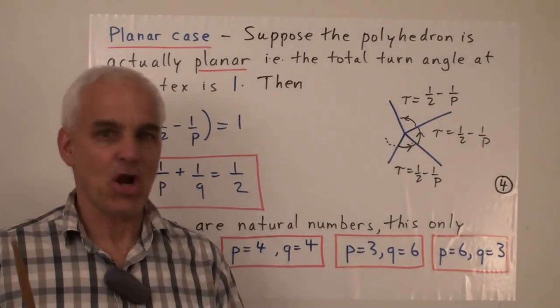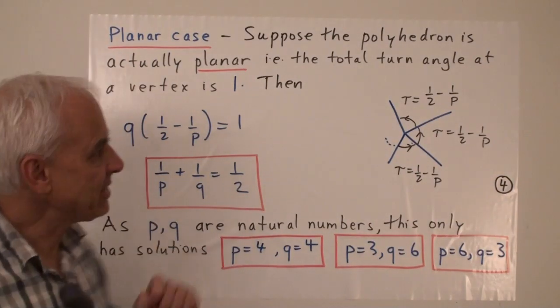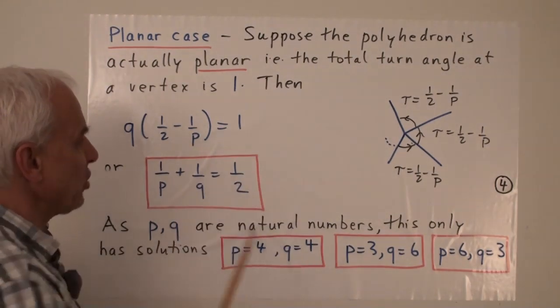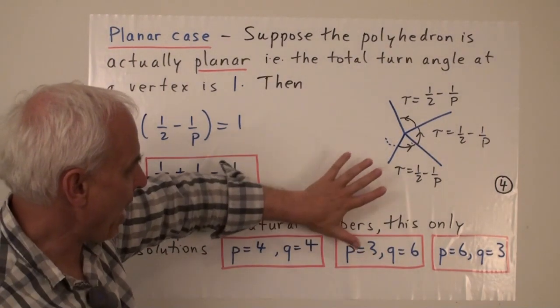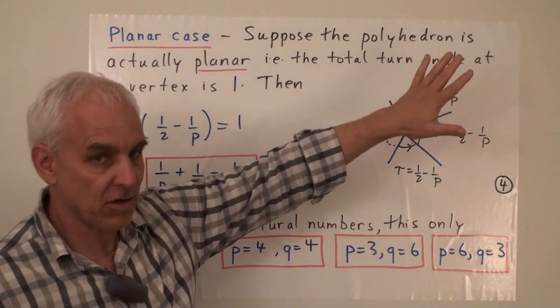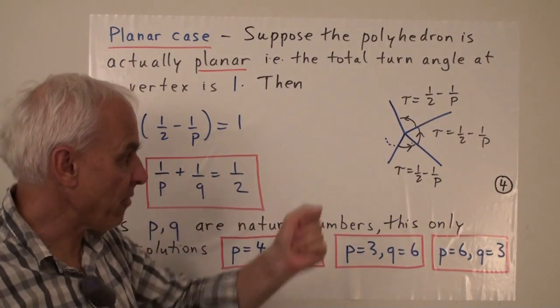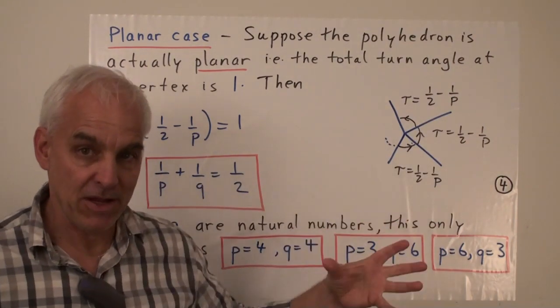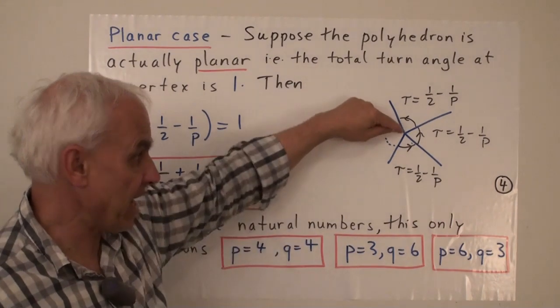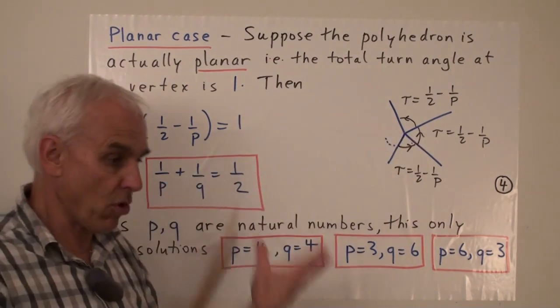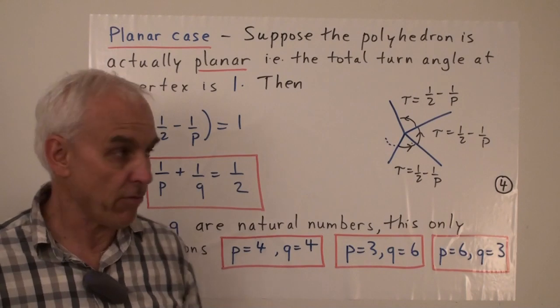So it's instructive to start with the planar case. So let's assume that the polyhedron is actually planar. So we're talking about a bunch of polygons, regular polygons in the plane, that have the property that each one is a regular p-gon and that Q of them meet at every vertex. We just want to explore what are the various possibilities for this kind of arrangement.